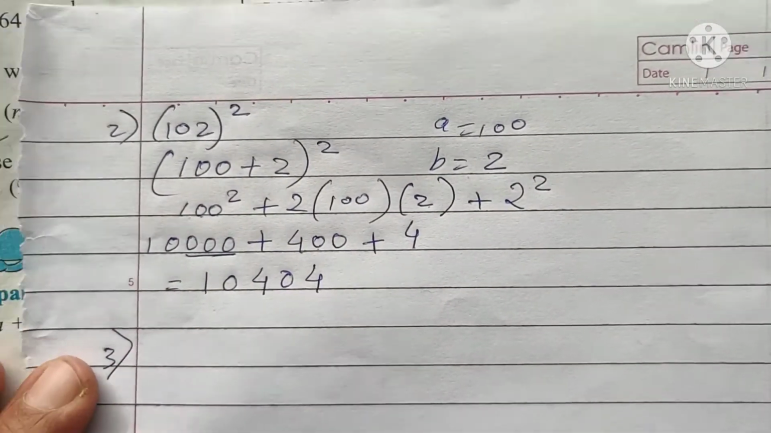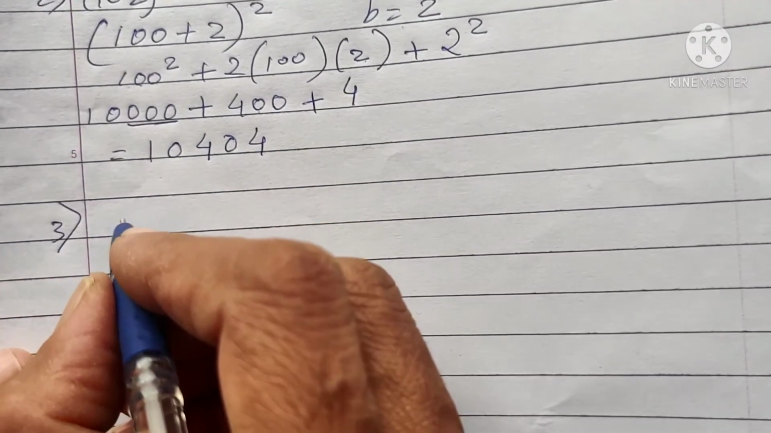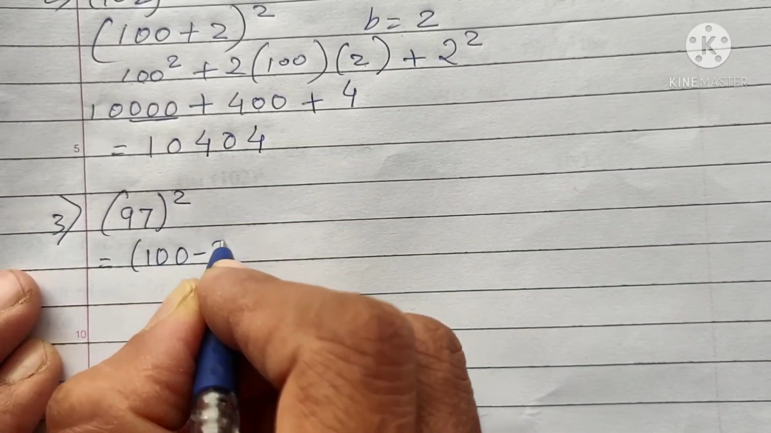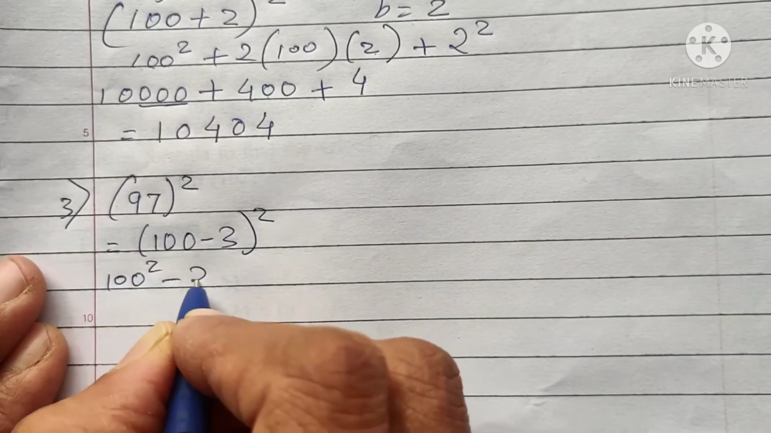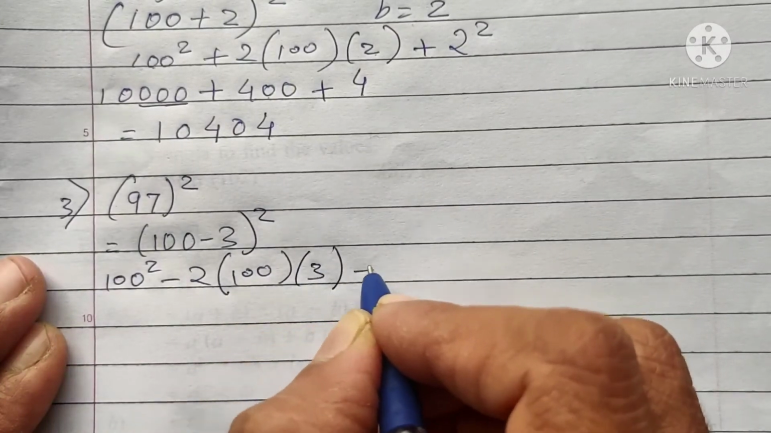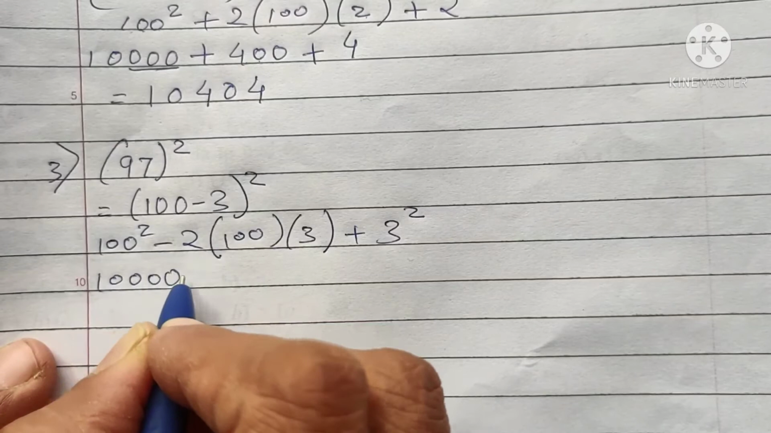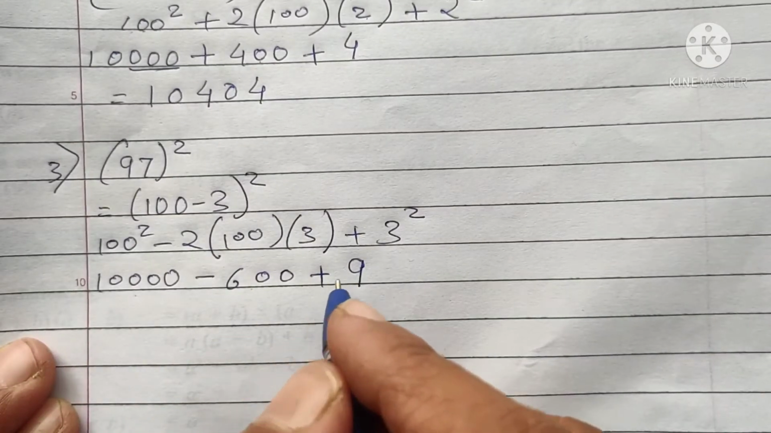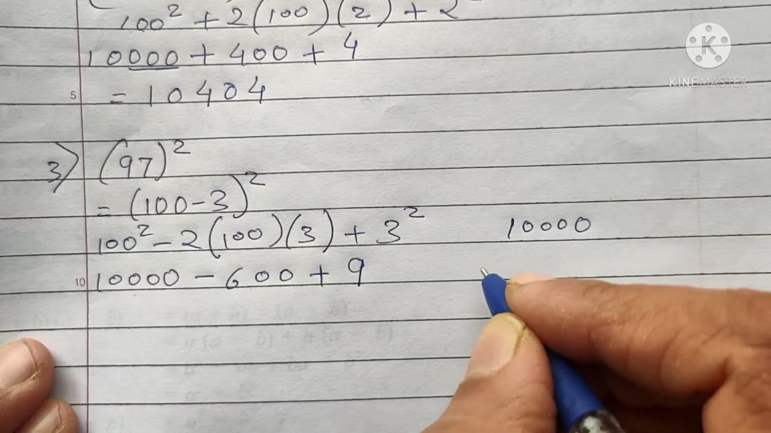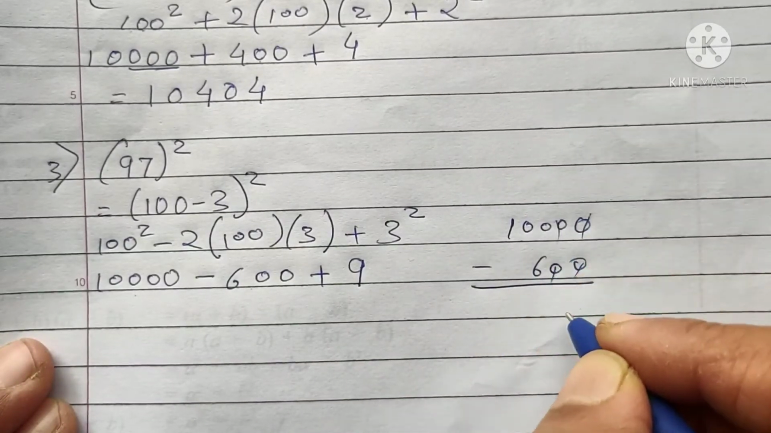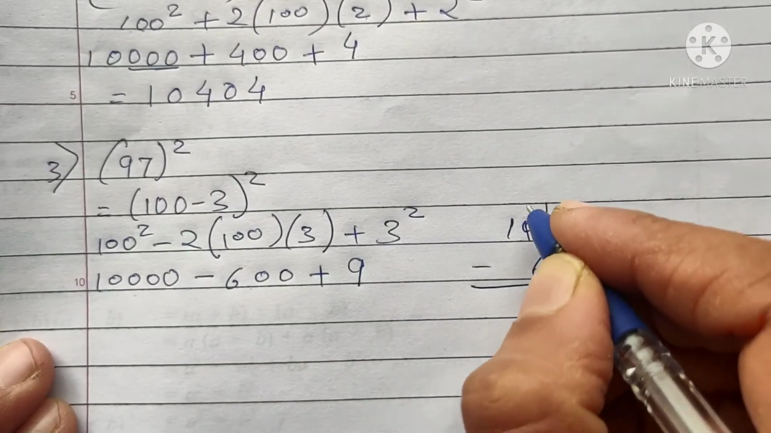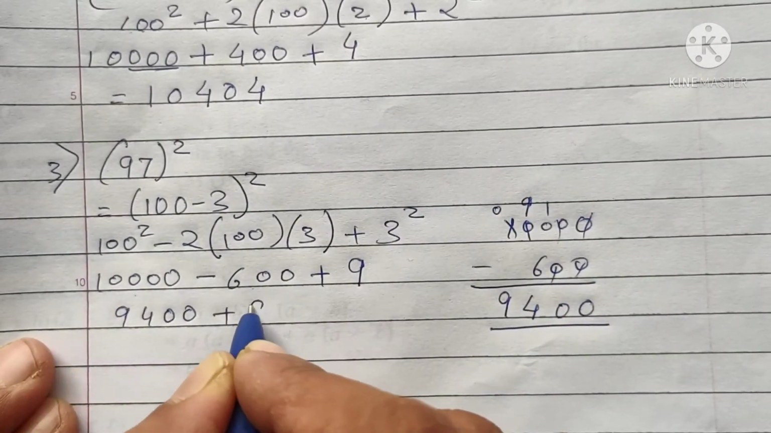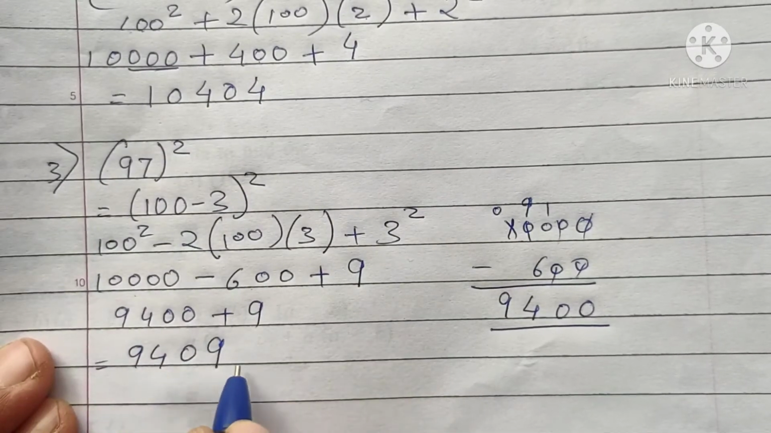Okay, the third is 97 square. Again, the nearest to 97 is going to be 100. So it's going to be 100 minus 3 the whole square. This is of the form a square minus 2ab plus b square. Correct? So here you'll have to subtract and then add this. So let's do it. You have 4 zeros minus 600. So you get 9400 plus 9, which gives you 9409.